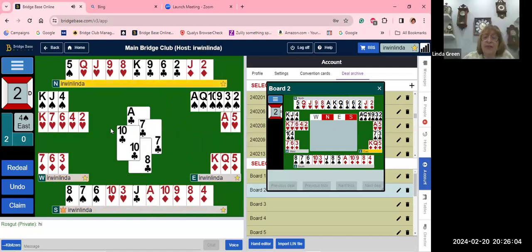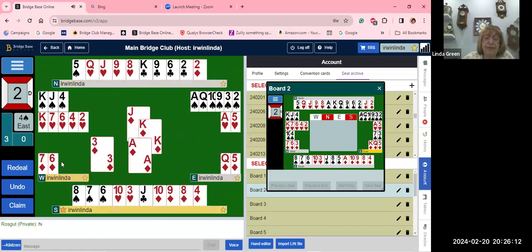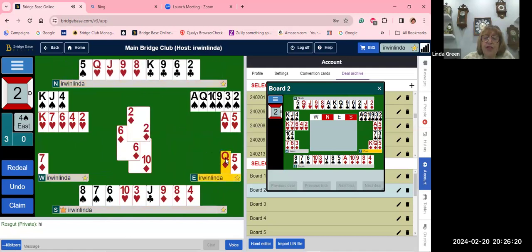We've lost 2 clubs. They're coming back a diamond. You put up the king. They come back the 10. And now we've got to lose a diamond trick. We mustn't give up.